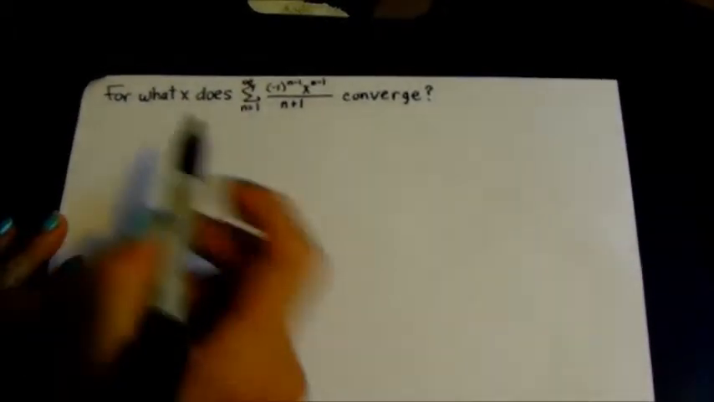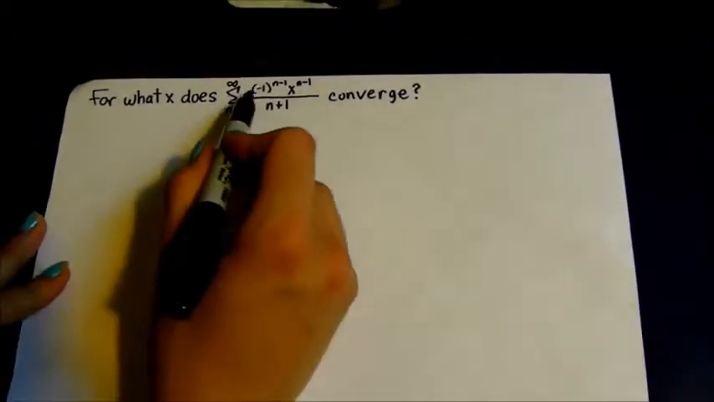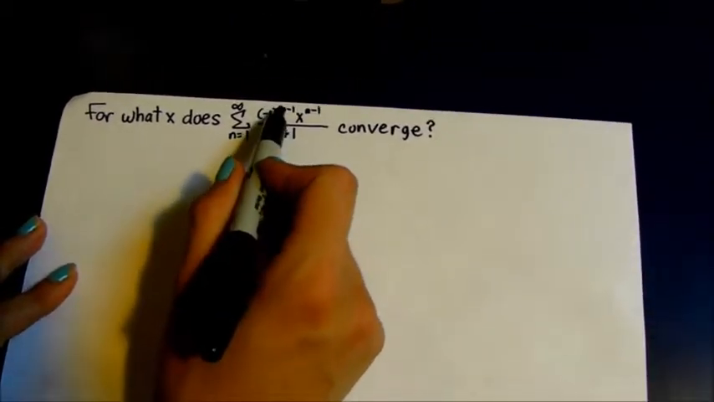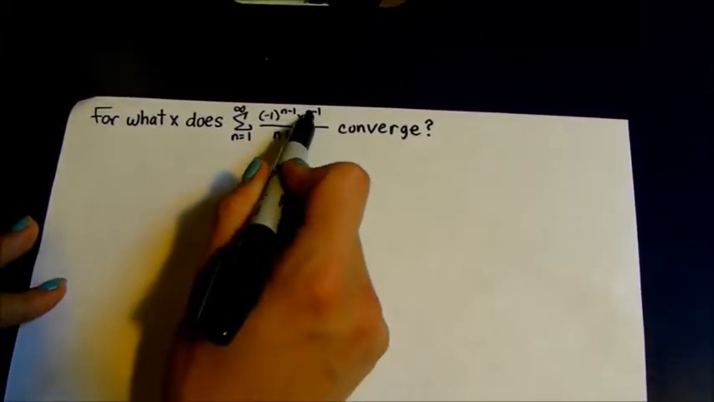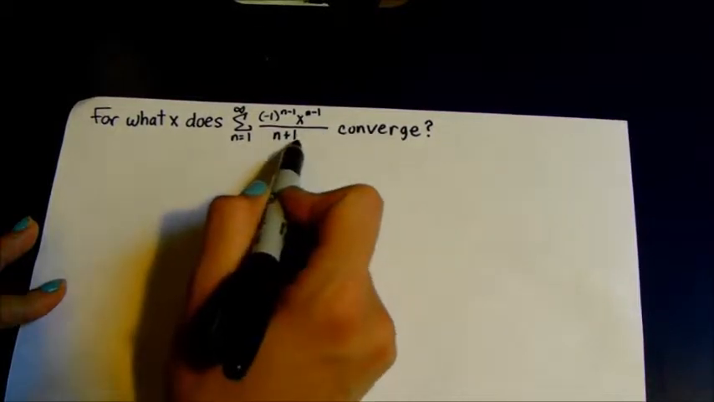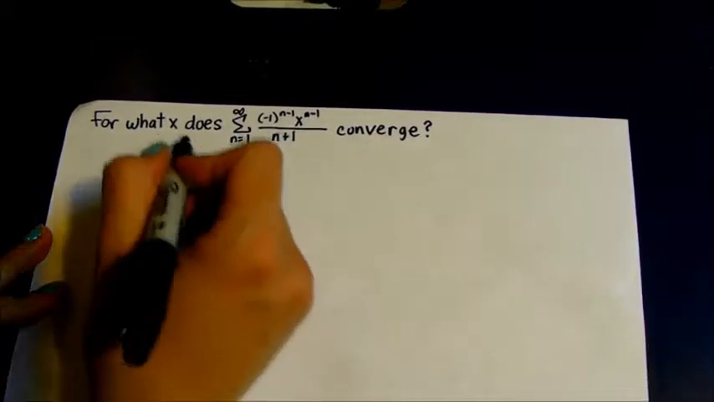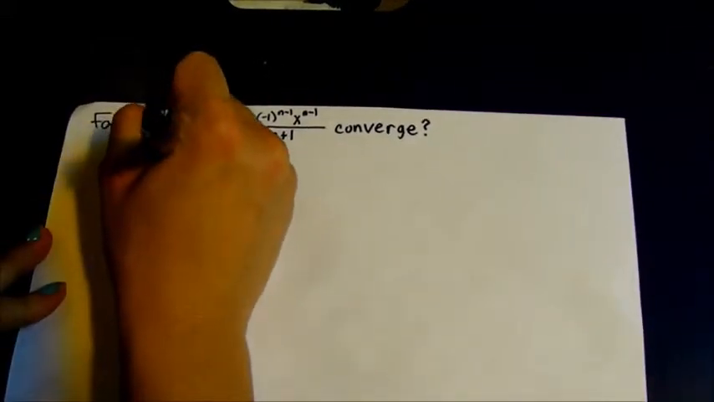Okay, so for what x does the summation of, in parentheses, -1 raised to the n minus 1 power times x raised to the n minus 1 power all over n plus 1, going from 1 to infinity, converge? So again, when it says what x, it wants your interval of convergence.